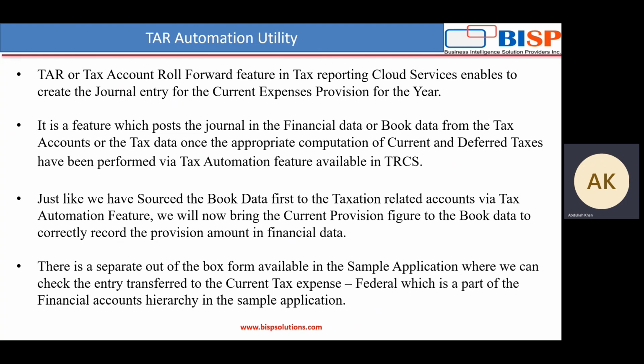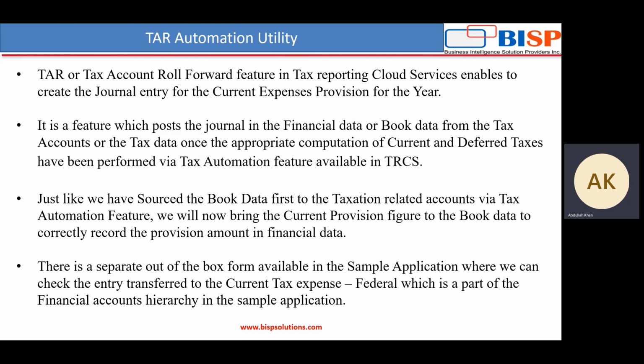So just like we have sourced the book data first to the taxation related accounts via the tax automation feature, we will now bring the current provision figure to the book data to correctly record the provision amount in the financial data. There is a separate out of the box form available in the sample application where we can check the entry which is transferred to the current tax expenses federal account, which is a part of the financial accounts hierarchy in the sample application.